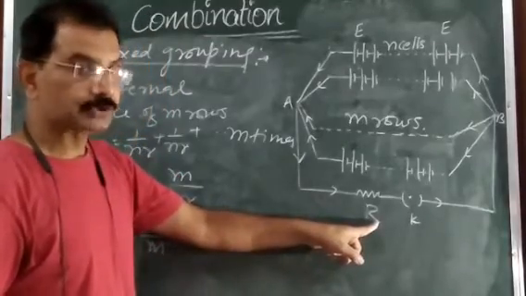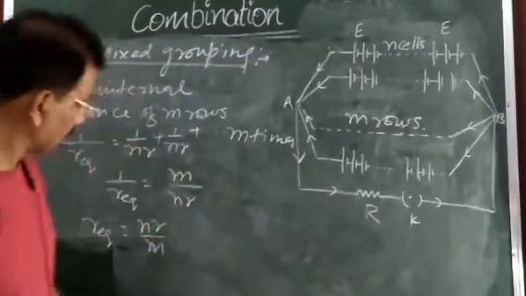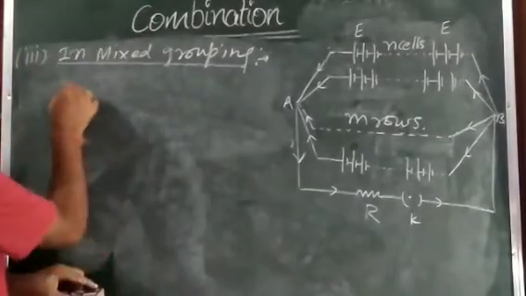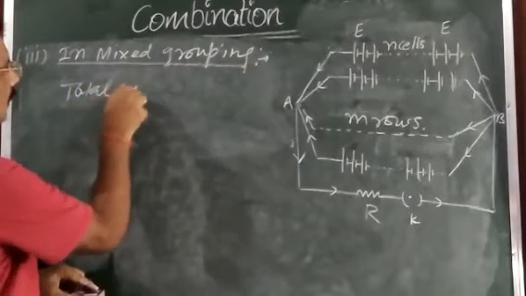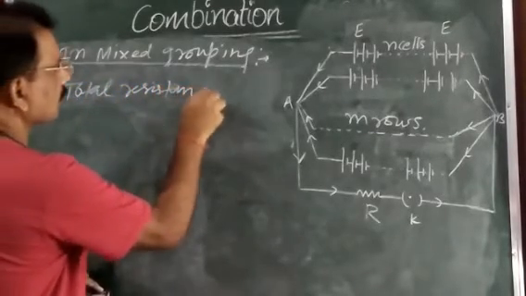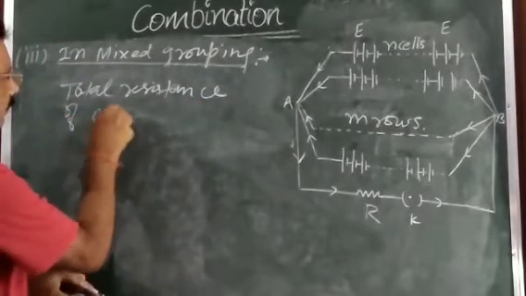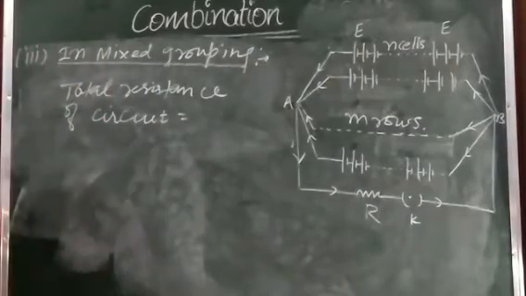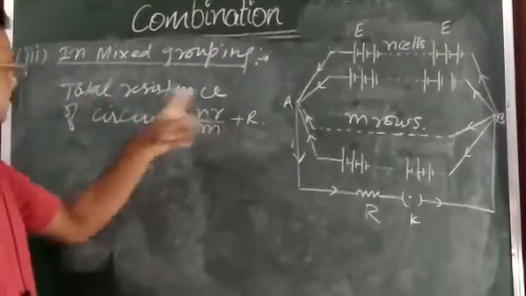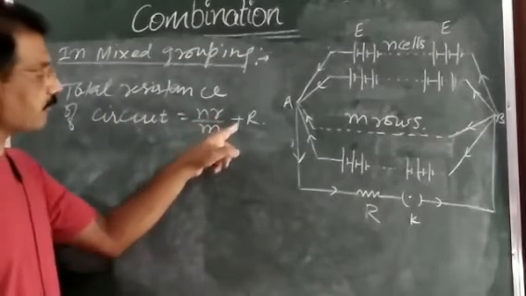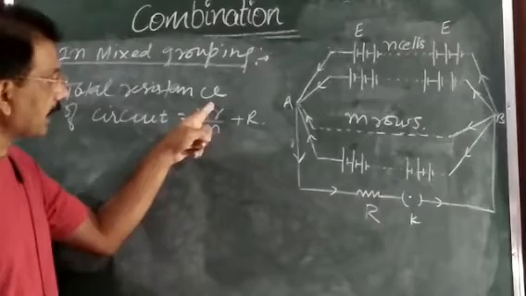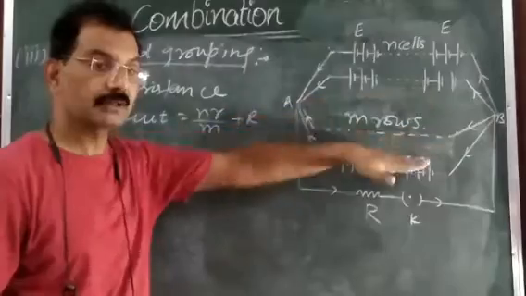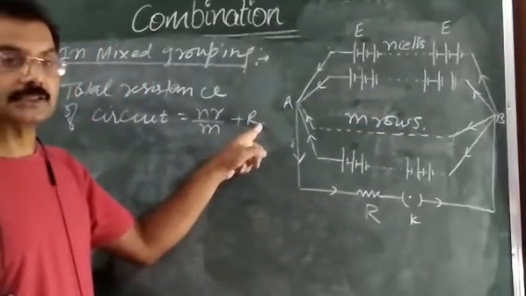External resistance capital R is joined in series. So the total resistance of the circuit is equal to nr by m plus capital R. Remember, this nr by m is the total internal resistance of the cells, and this one is the external resistance R.